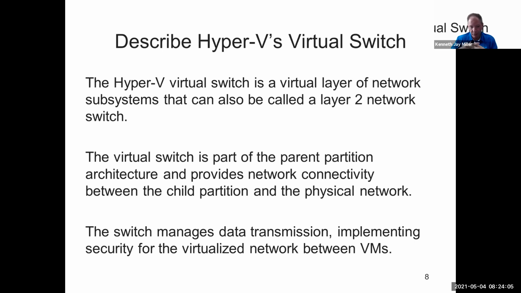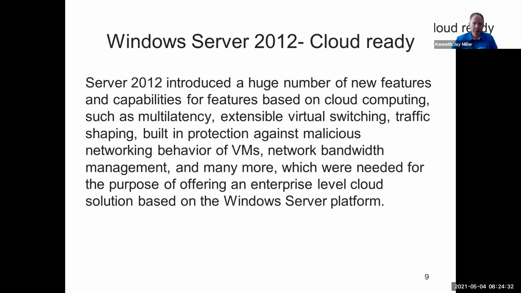Now, the router is a layer 3 device, where switches are layer 2. So the virtual switch is part of the parent partition architecture and provides the network connectivity between the child partition and the physical network. And it's this switch that manages the data transmission and implements security for the virtual network between the virtual machines.